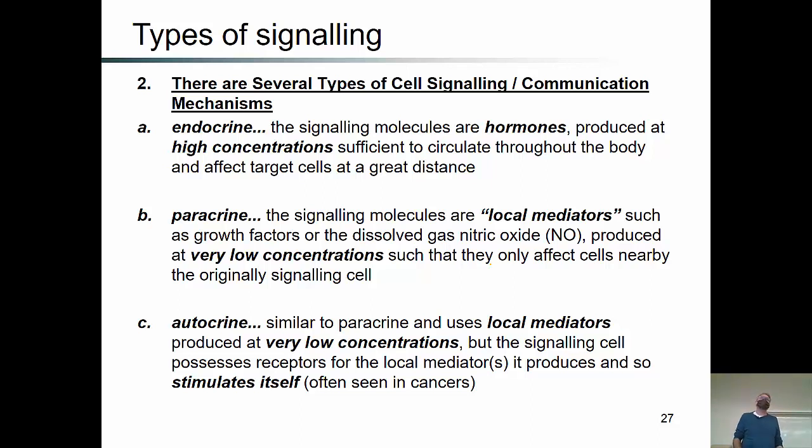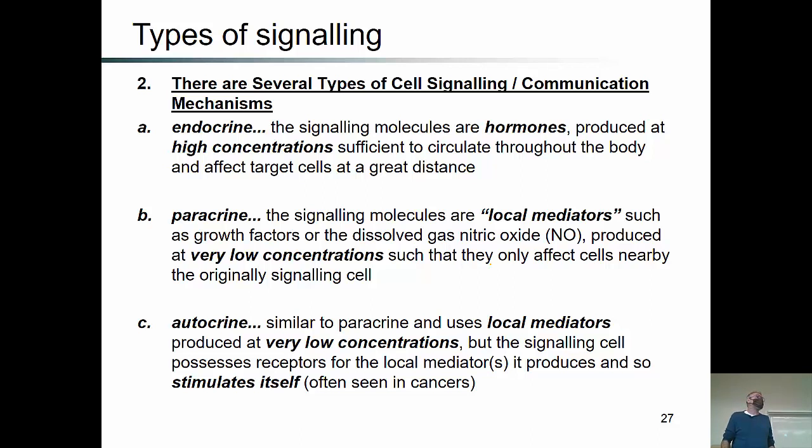There are several types of signaling mechanisms. The endocrine, this is signaling through hormones. Hormones are produced at generally higher concentrations than other types of signaling molecules, and they spread throughout the body. Those are hormonal signals. Paracrine, para means beside. These are localized signaling events or local mediators. The concentration overall is small, so it stays within an area, and if you move farther out, the signal doesn't spread that far. So that's paracrine.